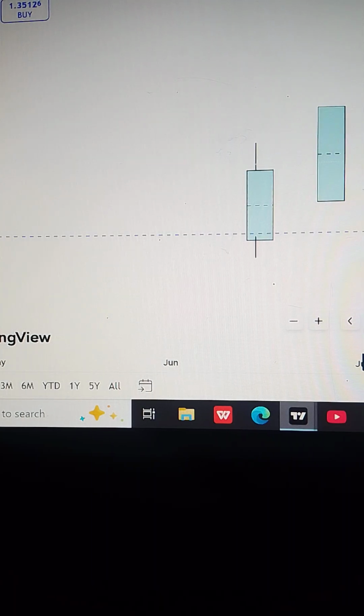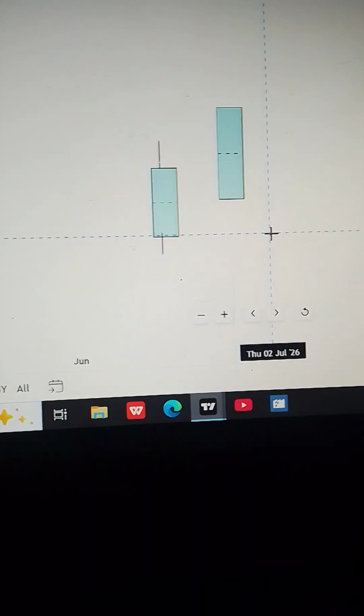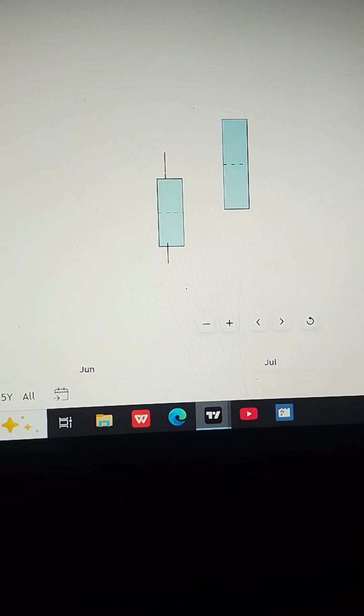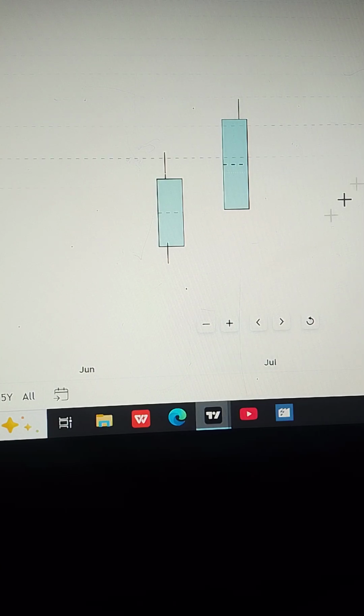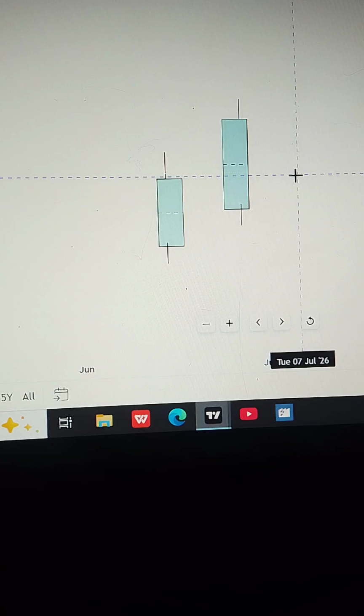So we have those two candlesticks. This one has a wick, and this one has a wick too. So I've said if the candle closes below or above the previous candlestick, that is a continuation.